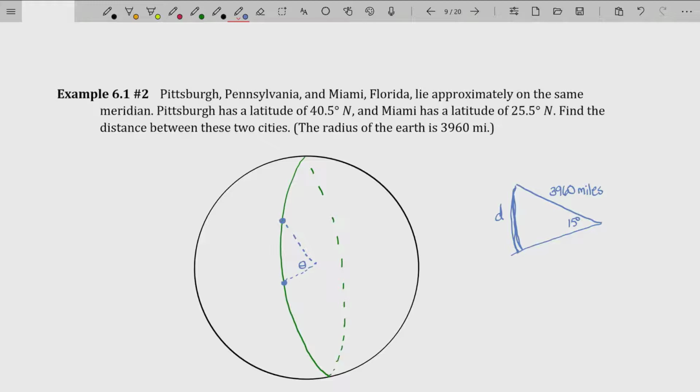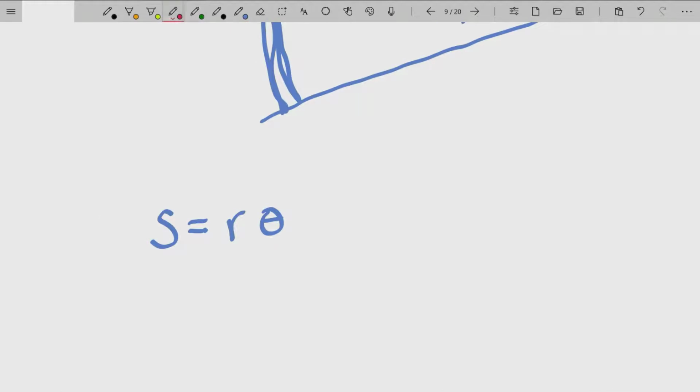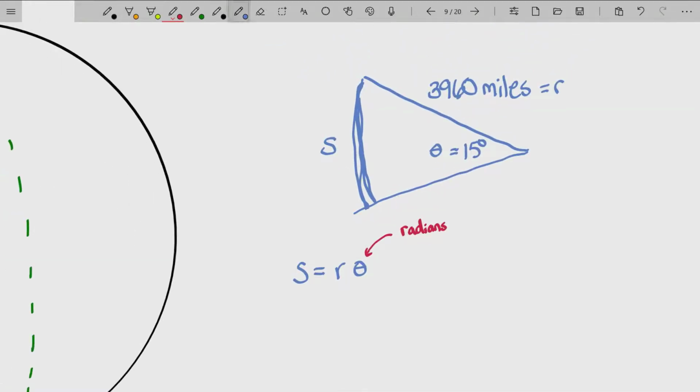There's a lot of approximations here, so it won't give us the exact distance, but good enough. And actually, I'm going to call that distance S. Now, we know we have a formula, S is equal to R theta. We have an R, and we have a theta. The problem is that theta must be in radians, not degrees, but radians. So we're going to start finding the arc length, but we are going to have to make an adjustment.